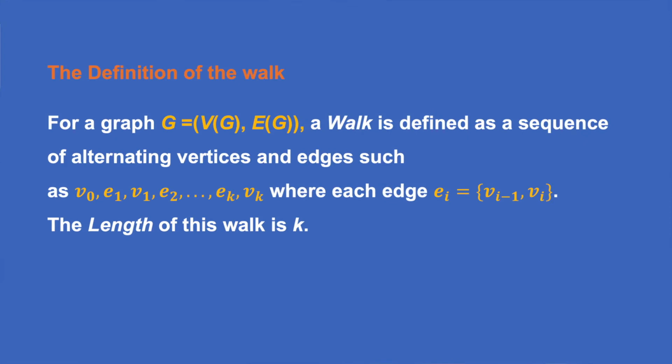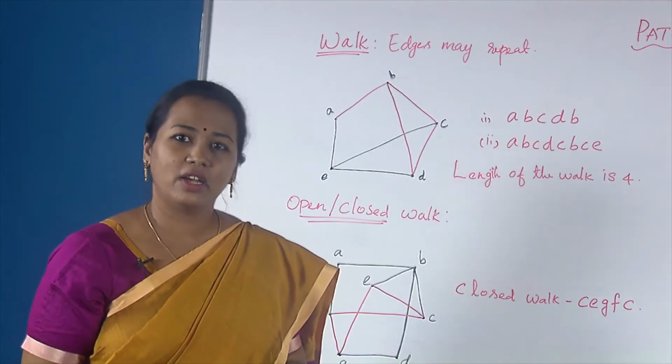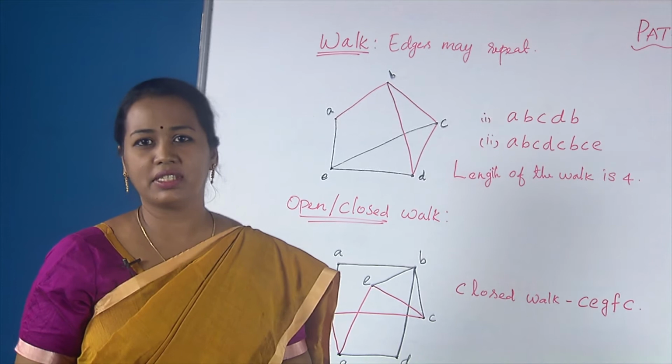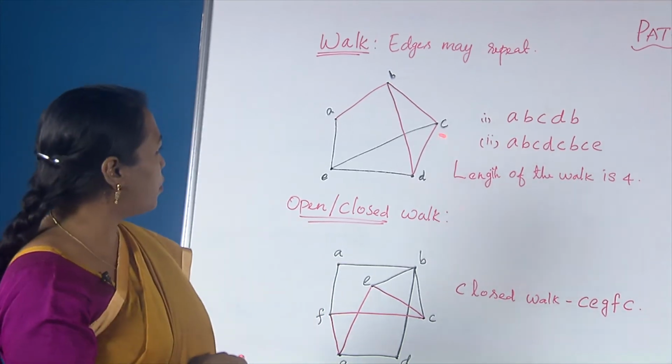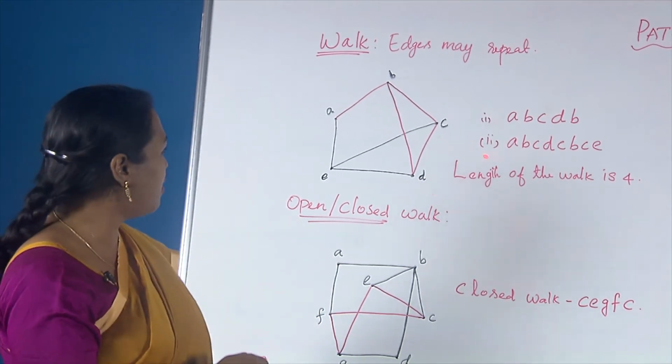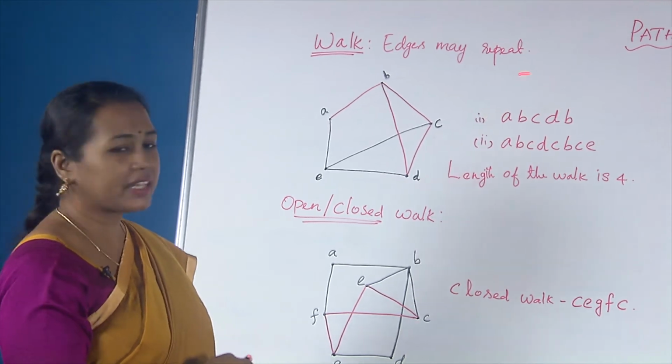For a graph G with vertex set V and edge set E, a walk is defined as a sequence of alternating vertices and edges such as V0, E1, V1, E2, and so on up to EK, VK, where each edge Ei is given by Vi minus 1, Vi. The length of the walk is K. Let us now see some examples to understand walks better. Behind me on this board, we have a 5 vertex graph to explain how walks can be done.